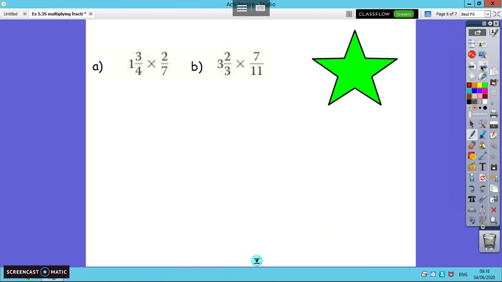Now, as a little extension, for those of you that found that kind of really easy, here's a little extension for you. I'm not going to ask you to do these questions, I'm just going to go through them with you. So we're going to do 1 3/4 times by 2/7. So we've actually got a mixed number multiplied by a fraction there. We're not going to do B, we're just going to stick with A as your extension today.